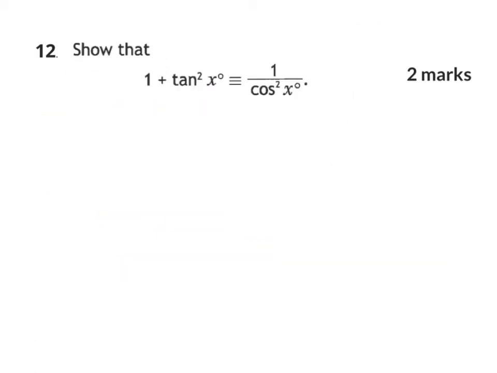Okay, so this is a 2-mark trig identity question. So before I do it, I'm just going to write out all your trig identities because I think we might be using some of them here. We know that tan x is sin x over cos x. And then that would be the same for tan squared and sin squared, etc.